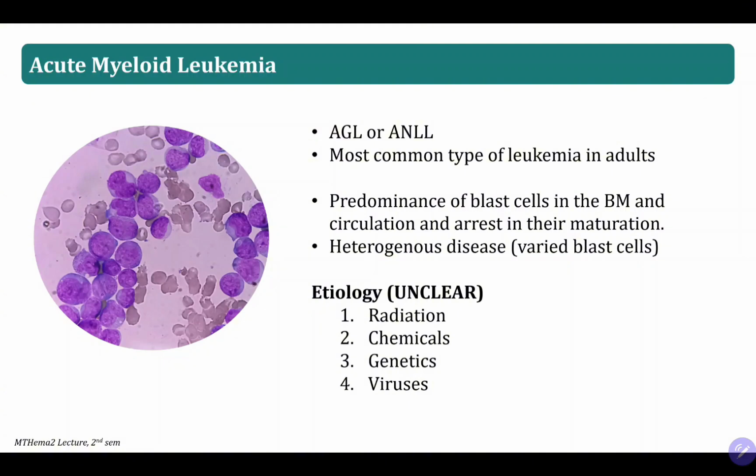This is the most common type of leukemia in adults, and the incidence increases with age. This is characterized by the predominance of your immature marrow cells or your blast cells, and arrest of their maturation in the bone marrow and circulation. It may also be referred to as your acute non-lymphocytic leukemia and acute granulocytic leukemia. Now, etiology for said leukemia is unclear, but may be influenced by the following factors: exposure to radiation.